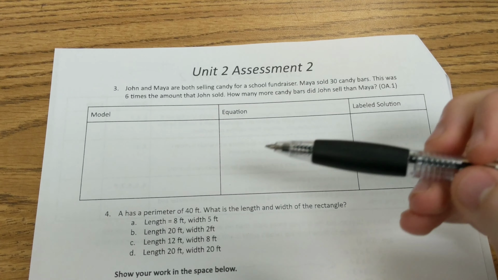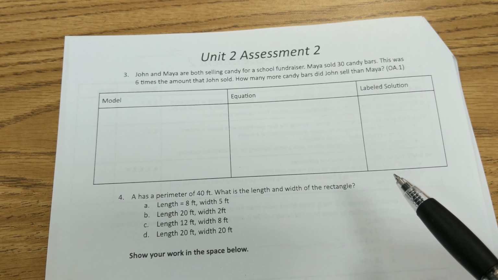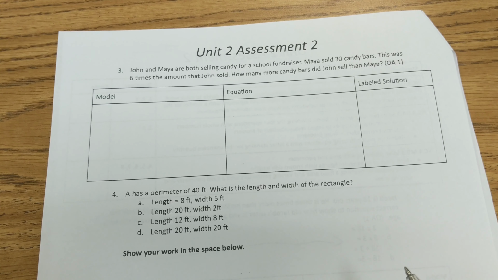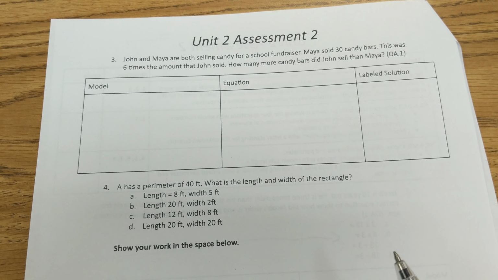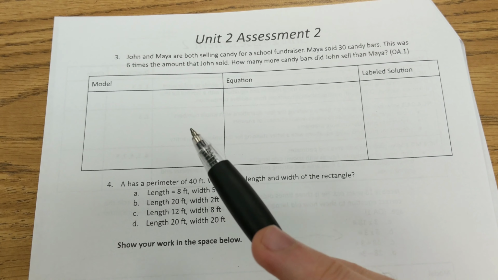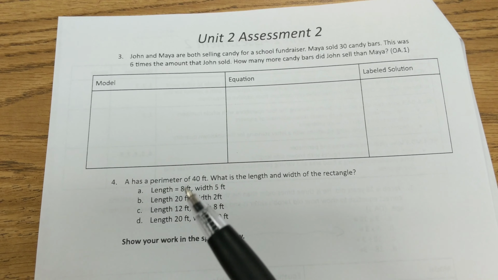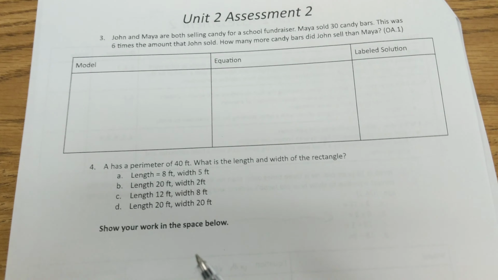Number 3, you have your bar model, equation, label solution, same as before, same expectation there. Go nice and slow there because there's a lot of silly mistakes. Make sure you are understanding who has less and who has more before you start multiplying or dividing.